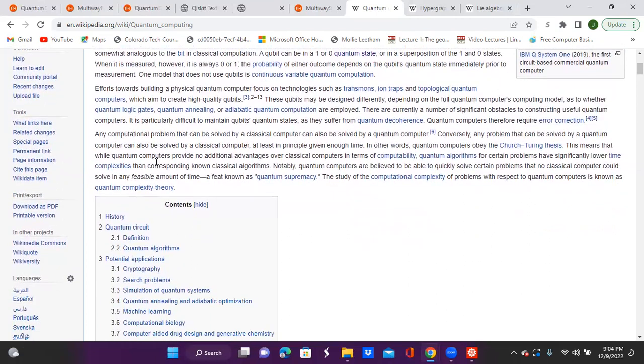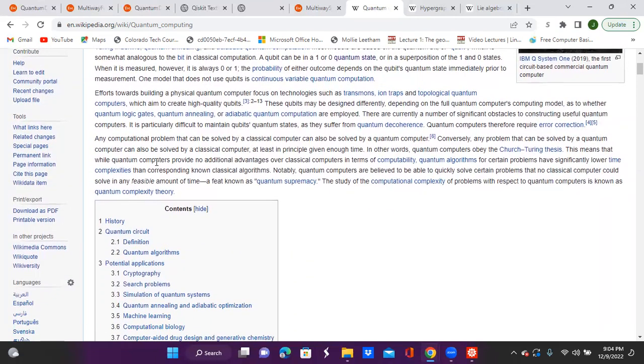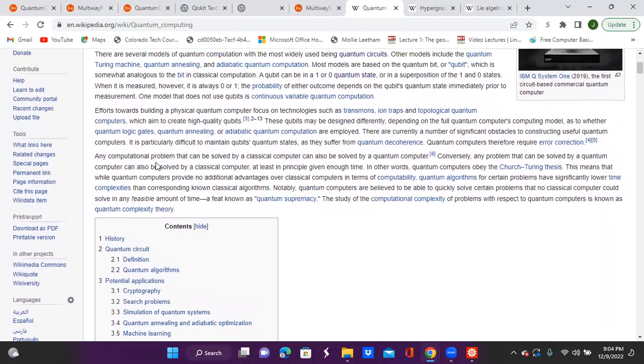Efforts towards building a physical quantum computer focus on technologies such as transmons, ion traps, topological quantum computers, which aim to create high quality qubits. These qubits may be designed differently depending on the full quantum computer's computing model as to whether quantum logic gates, quantum annealing, or adiabatic quantum computation are employed. There are currently a number of significant obstacles to constructing a useful quantum computer. It is particularly difficult to maintain qubits' quantum states as they suffer from quantum decoherence.